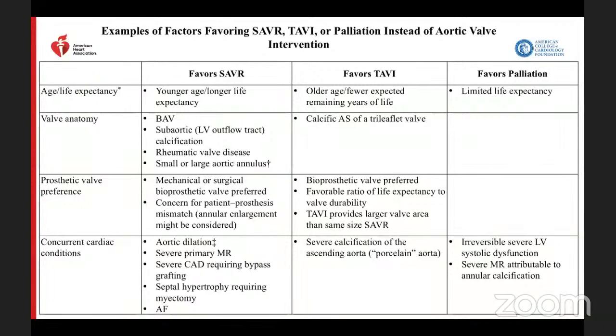Concomitant cardiac conditions: if the patient needs aortic dilatation repair, or has severe primary MR, severe coronary artery disease requiring bypass graft, septal hypertrophy requiring myectomy, or AFib, he will go for surgical AVR, which is better for him. A patient with severe calcification of the ascending aorta, porcelain aorta, will be in favor of TAVI. And a patient who has irreversible severe left ventricular systolic dysfunction, or severe mitral regurgitation attributable to annular calcification, will go for palliative therapy.